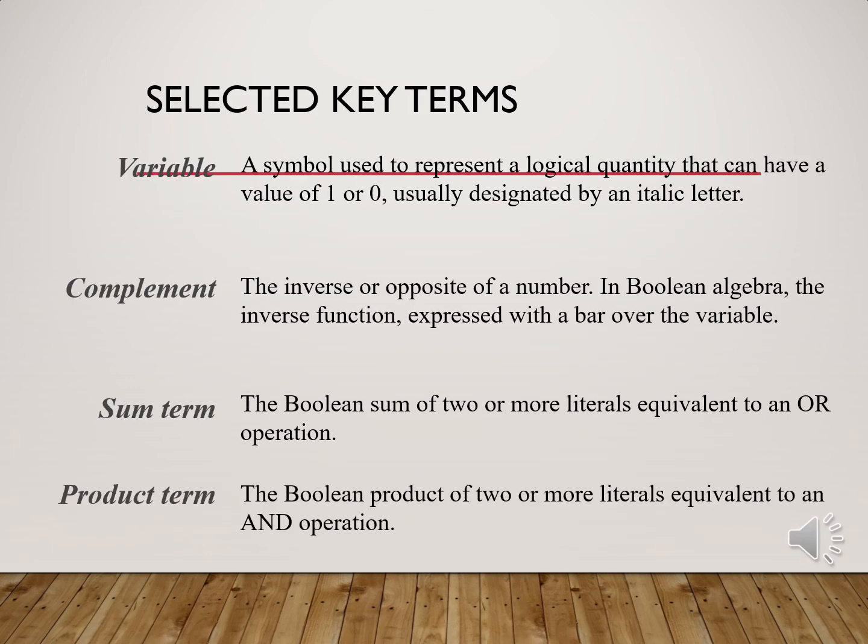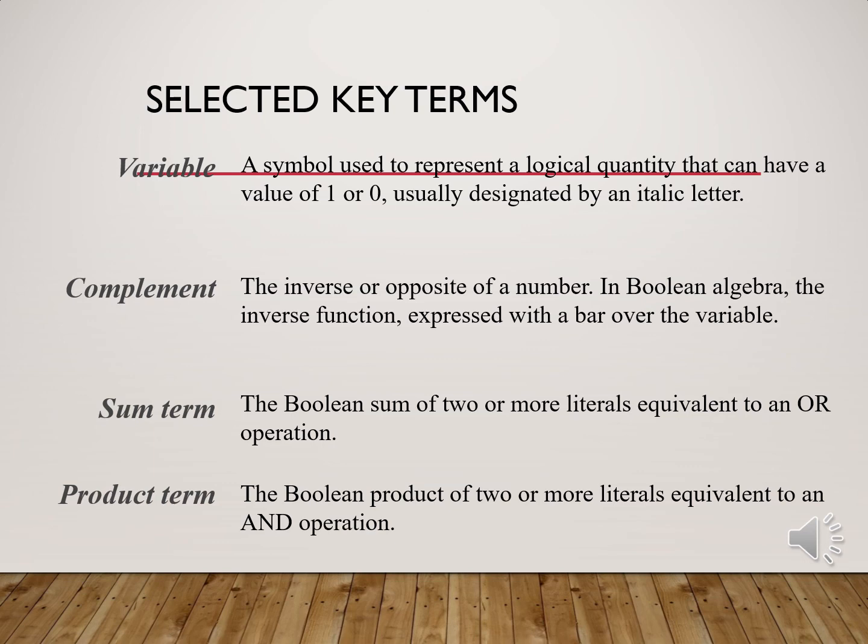So these are some terms which are commonly used here. Variable. Variable means a symbol which is used to represent a logical quantity that can have a value 0 or 1. It is your A, B, C, D. These are the variables here. Complement means it is the inverse of a number. So in Boolean algebra, the inverse function is expressed with a bar over the variable. That is, if 1 is always considered as a true value, if A is 1, when A takes the value 0, you put it as A bar. So 0 is the complement of 1.